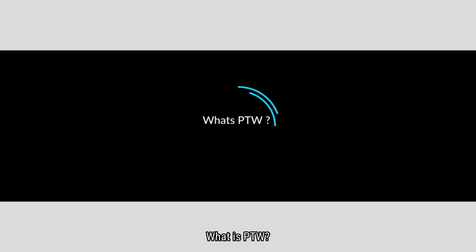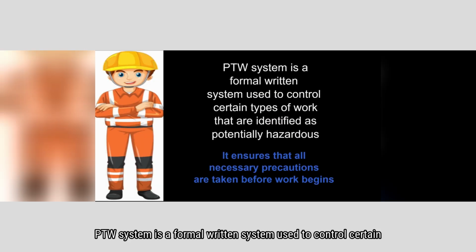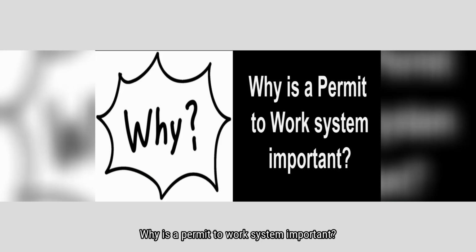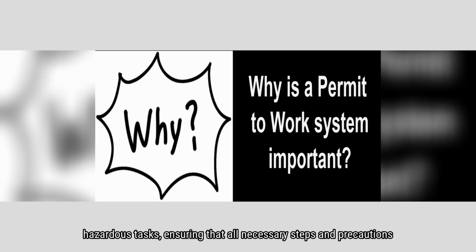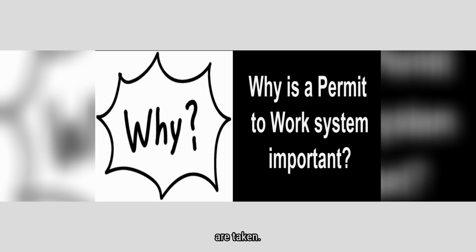What is PTW? A PTW system is a formal written system used to control certain types of work that are identified as potentially hazardous. It ensures that all necessary precautions are taken before work begins. Why is a permit to work system important? The answer is to ensure the safety of personnel by systematically assessing and mitigating risks associated with hazardous tasks, ensuring that all necessary steps and precautions are taken.